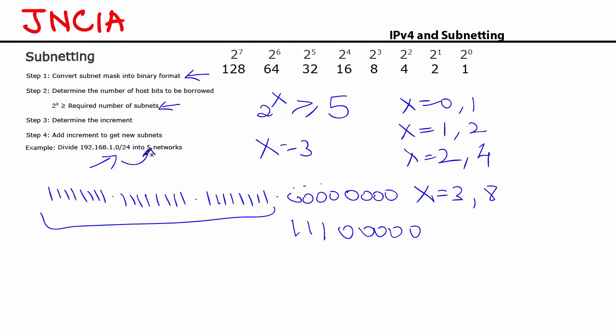Your /24 will now become /27. 24 plus 3 bits, /27. That's your new subnet mask. The new subnet mask in decimal format will look like this. Let me just clear the board.